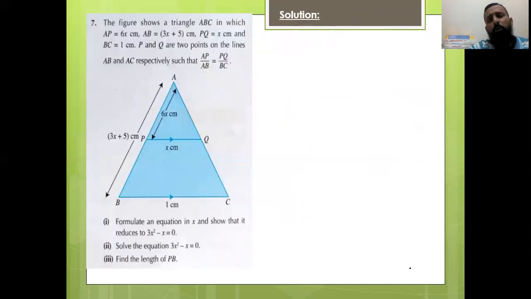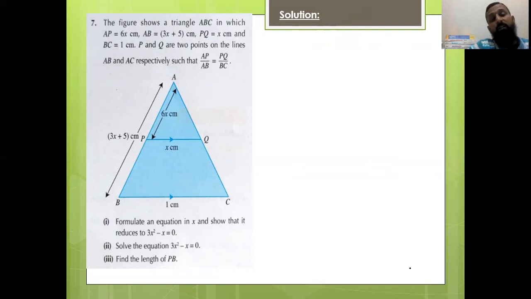Now, the figure shows a triangle ABC in which AP is 6x, AB is 3x plus 5, PQ is x centimeters, BC is 1 centimeter, P and Q are the 2 points on the lines AB and AC such that AP upon AB equals PQ upon BC. Now they are giving you a triangle. Inside a triangle there is another triangle. If you recall the previous concept which you have learned, they look like similar figures. You have a triangle, you have two parallel lines, x centimeters, 1 centimeter.